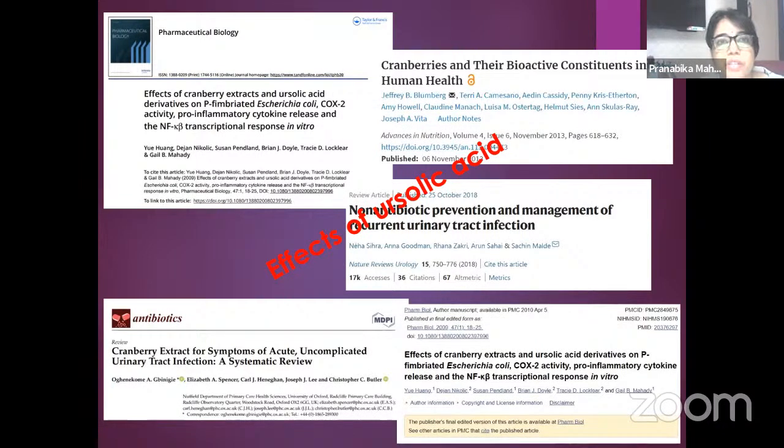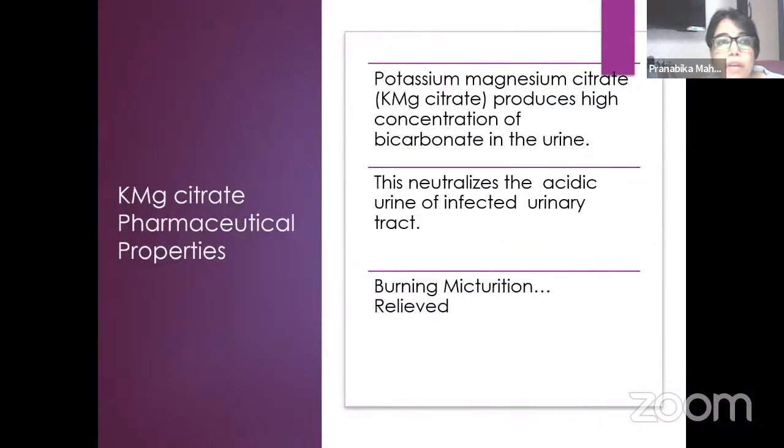Effect of cranberry extract, ursolic acid derivatives. This has been established in many systematic reviews also, that these are doing excellent work in urinary tract infection. Next, please. Potassium magnesium citrate is mostly used. It produces a high concentration of bicarbonates in the urine that will alkalize the urine, neutralize the acidic environment of the urine, and burning micturition will be relieved promptly.